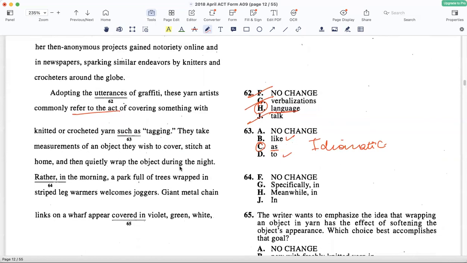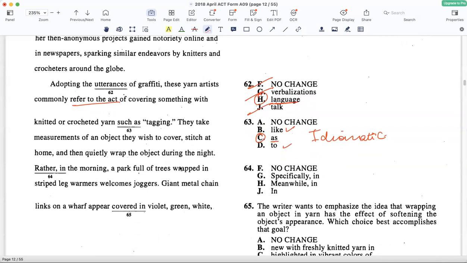They take measurements of an object they wish to cover, stitch at home, and then quietly wrap the object during the night. Rather, in the morning, a park full of trees wrapped in striped leg warmers welcomes joggers. Giant metal chain links on a wharf appear covered in violet, green, and white. So here I'm describing the process of tagging, right? What these knitters and crocheters do. They take measurements of the object that they want to cover and they stitch at home and then do this wrapping at night quietly, right?